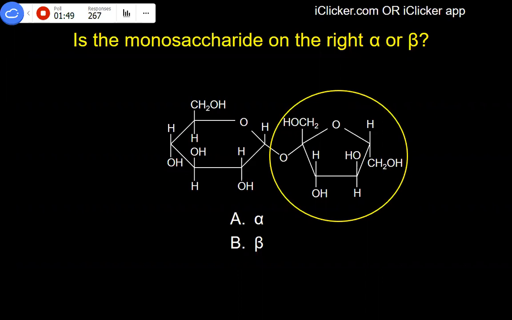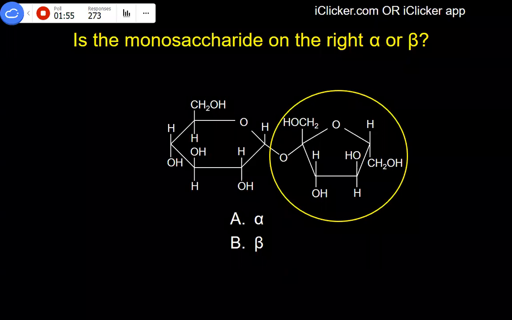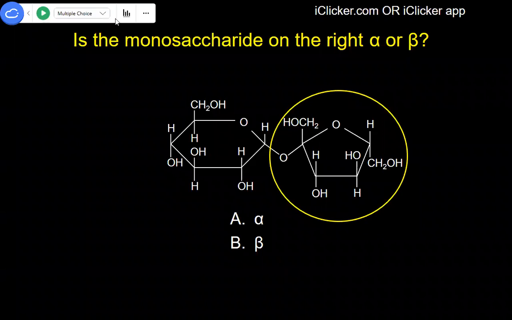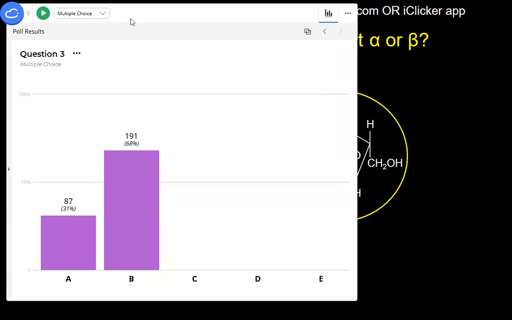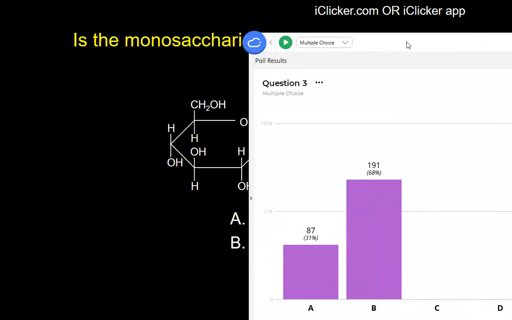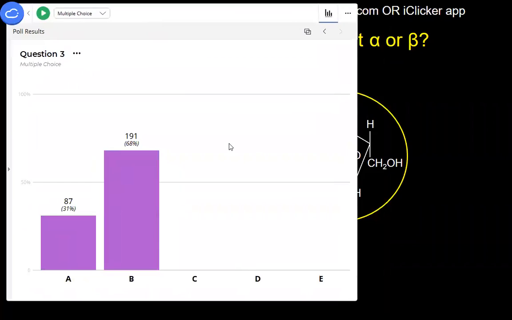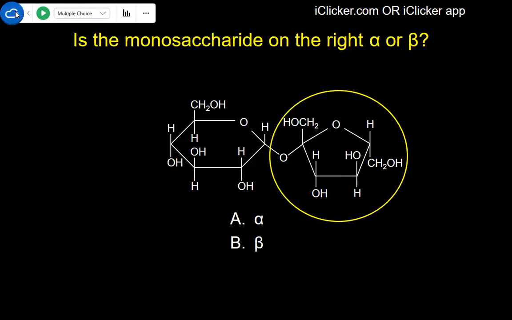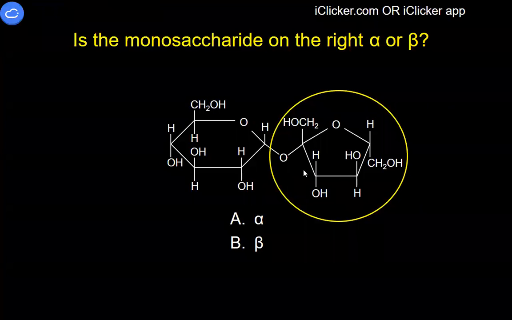Okay, 10 more seconds about. Have fewer answers this time. All right. Okay, so we've seen some movement towards beta. And that's a little encouraging, but still 30% of people think it's alpha.